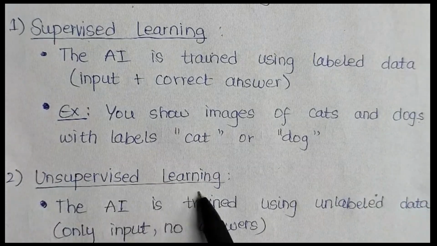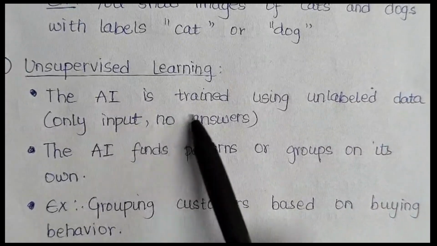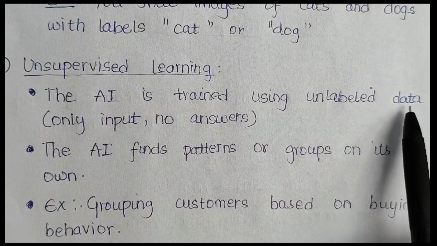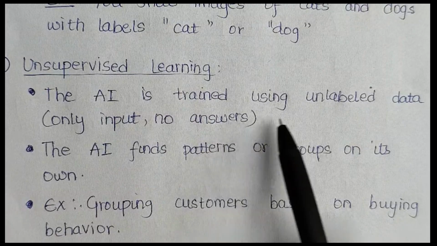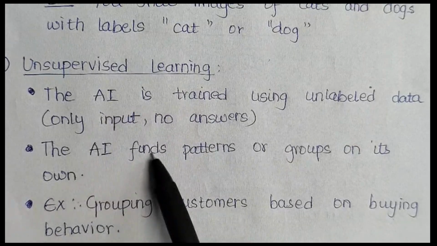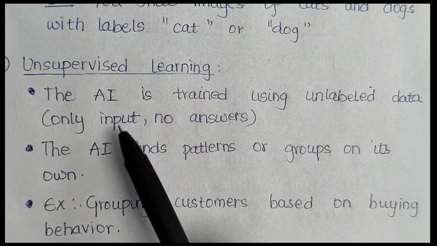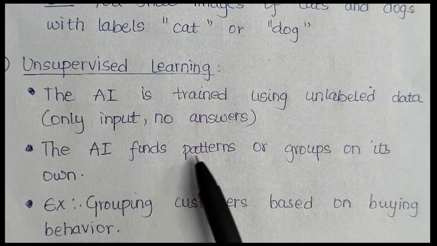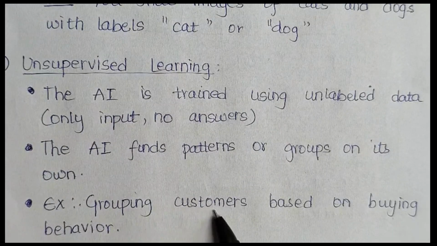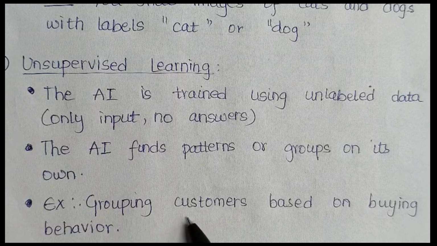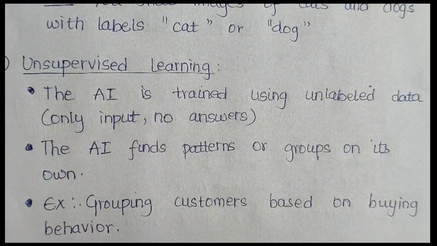The second one is unsupervised learning. In unsupervised learning, the AI is trained using unlabeled data, which means only the input is given and no correct answer. The AI finds patterns or groups on its own. Example: grouping customers based on their buying behavior.